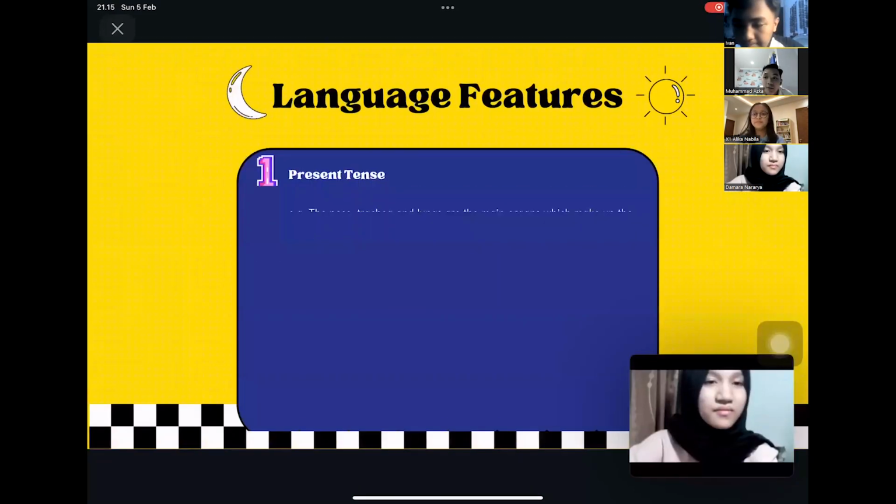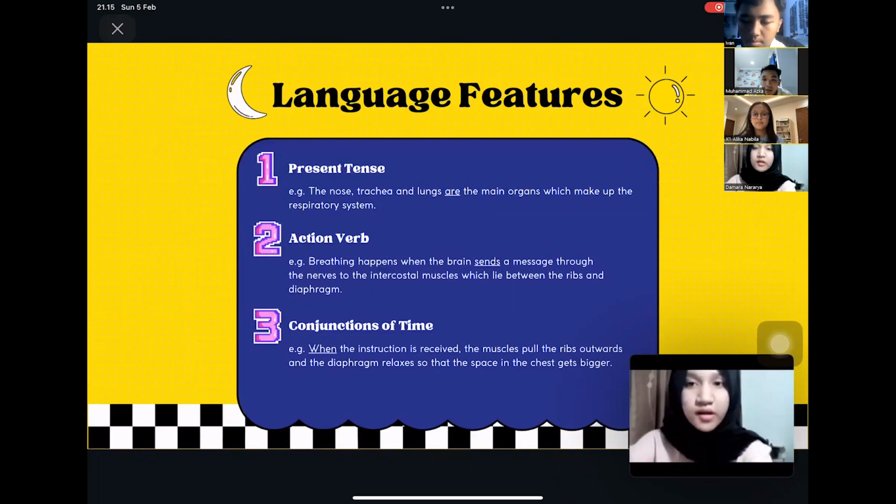Don't forget that in a text there must be language features. So, I will explain the language features in explanation text. Number one, present tense. The present tense is a verb tense that describes a current activity or state of being of the subject in a given context. It refers to an action or event that takes place or is taking place in the present.